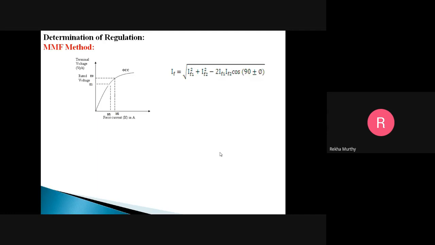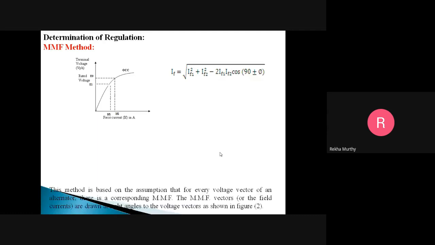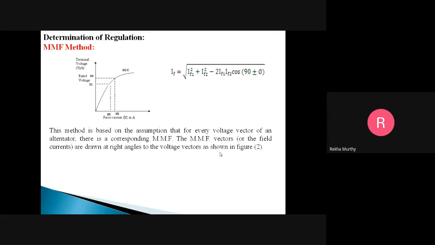And coming to the MMF method, the procedure is almost similar. Only the thing is we will solve in a different way. We have to find out here IF1 and IF2, two field currents, with the respective voltages. So this method is mainly based on the assumption that for every voltage vector of an alternator, there is a corresponding MMF. So the MMF vectors which you are going to draw will be drawn at a right angle to the voltage vectors.